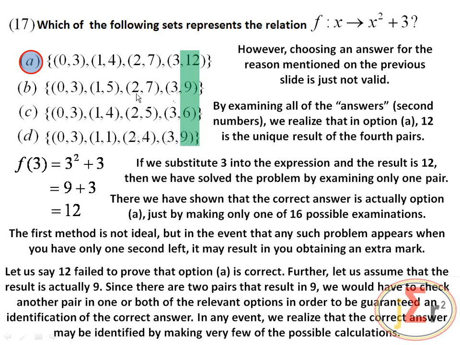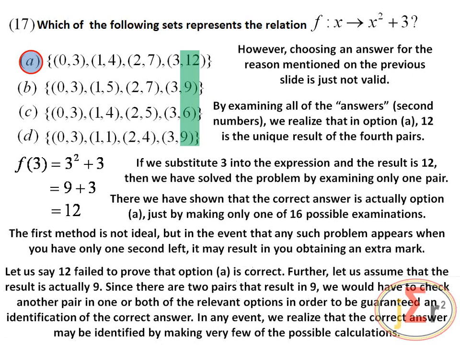Therefore, we would have to check this one. And if this one proves to be incorrect, then we know that the answer is this one. But if this one is correct, then we are sure that the option is B. So if we had 9 here, then we would have to check another pair, and that is all that is necessary. So in this event, we would have to check at most 2 pairs, and that will have to do in order to be guaranteed an identification of the correct answer.